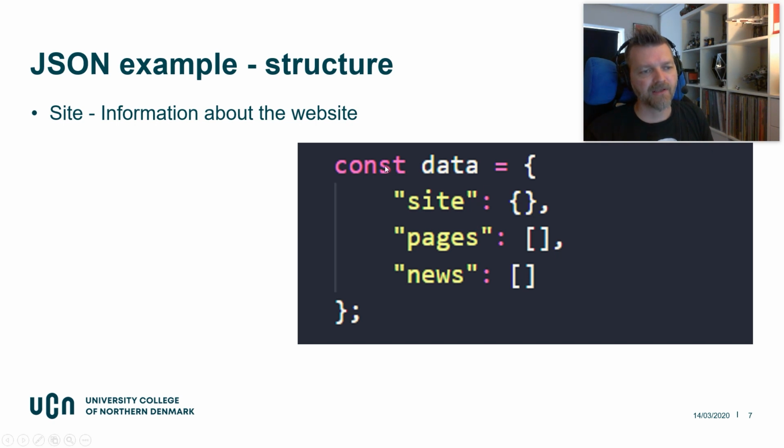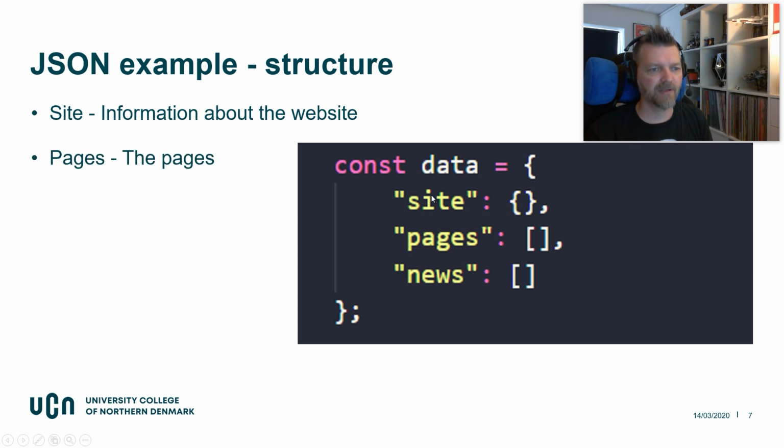So we have the constant of data. Data is just a variable name. You can call it whatever you like. It makes sense to me if it's called data in this case. So that's what I'm doing. And we set data to be equal to something, and that is an object. We have these curly brackets here and there, which means that we are dealing with an object. And inside of that object we have different key value pairs.